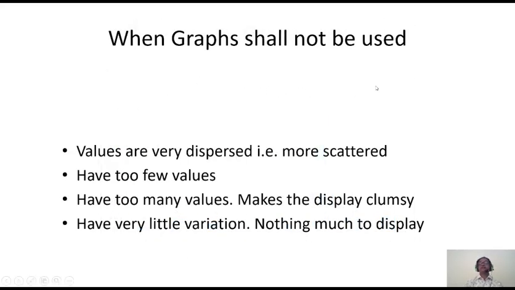When graphs shall not be used. So this is very interesting because generally we actually say that graphs shall be used, but there are certain situations where you should not represent the data by graphs. Which are the situations in which you should not represent the data by graph? First, if the values are very dispersed, that is more scattered. That means some values very large, some values very small, some values in between.